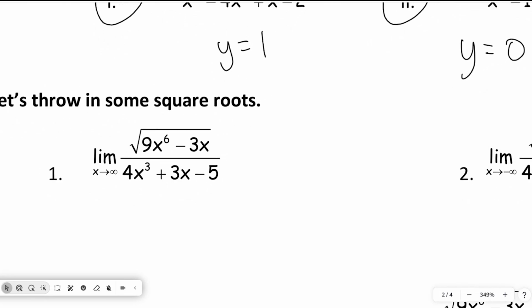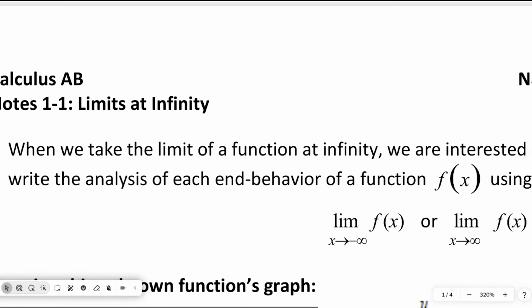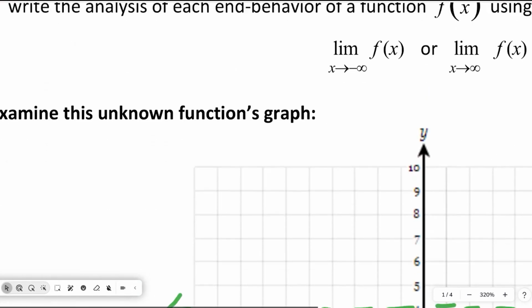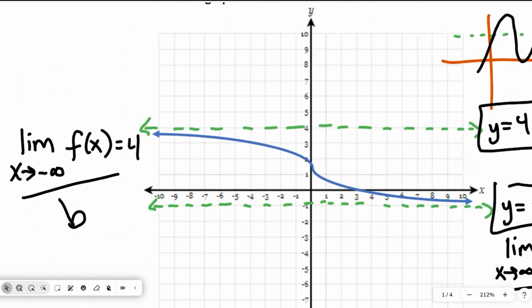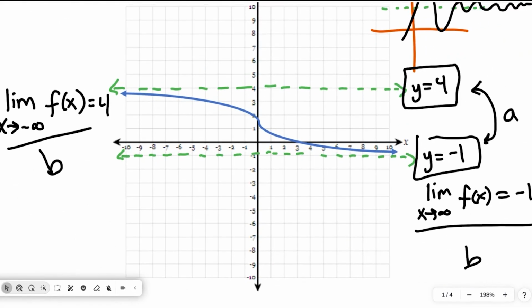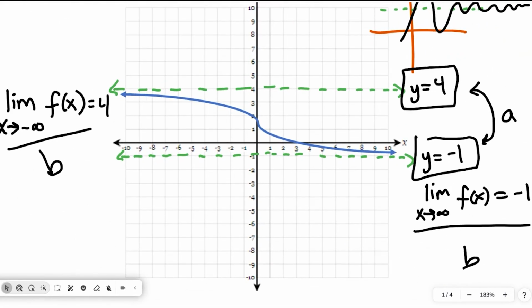We can end up with a graph like this. We'll get into what actually happens and when this happens. But notice this graph has 2 horizontal asymptotes, right? One that's y equals 4 and one that's y equals -1. They're not the same. So if I were to ask what's the limit as x goes to infinity, you would say -1. If I ask what's the limit as x goes to -infinity, you'd say 4.